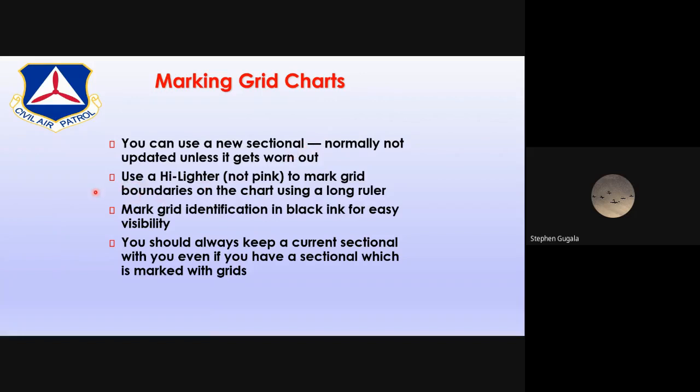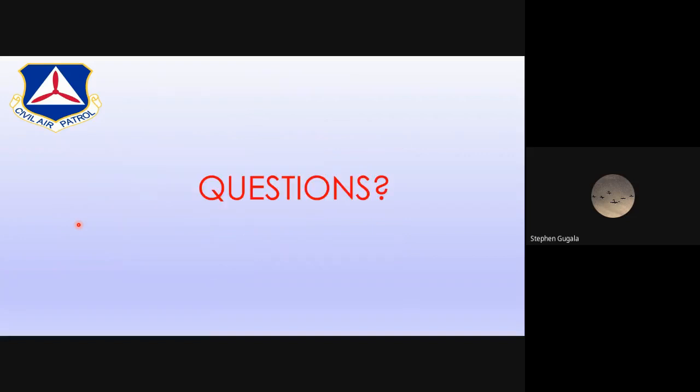Use a highlighter to mark the grids. Don't use pink because pink is close to the magenta and the colors on the sectional. It doesn't show up very well. Use an orange or a dark blue and grid out your sectionals. It's almost like a badge of honor. You've got your gridded sectional, then you're ready to go. Any more questions on that?